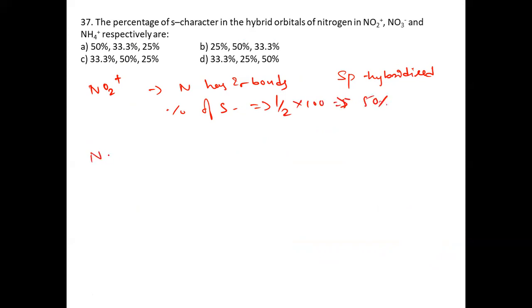Similarly, if you consider NO3 minus, the central atom nitrogen has 3 sigma bonds. 3 sigma bonds means it is sp2 hybridized.